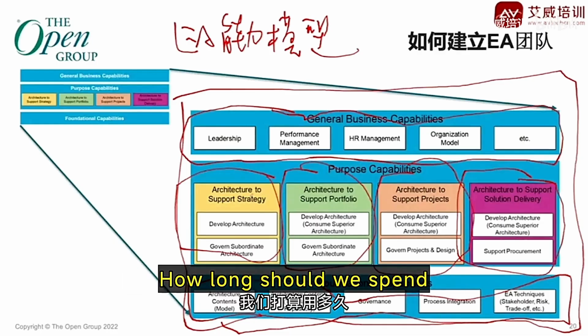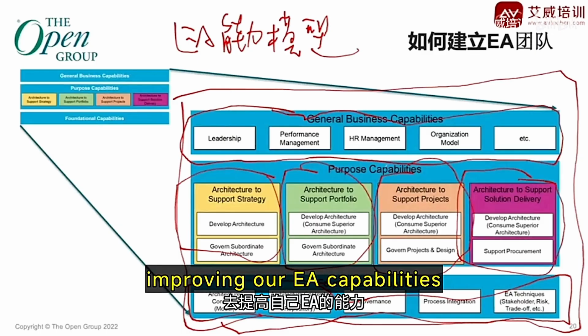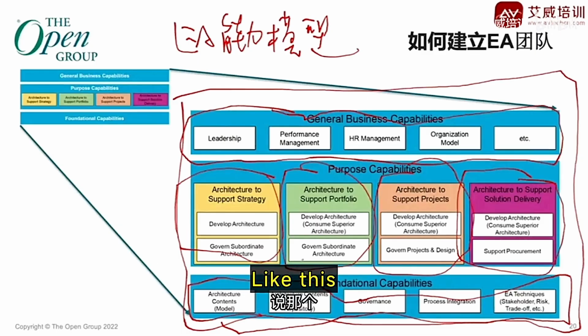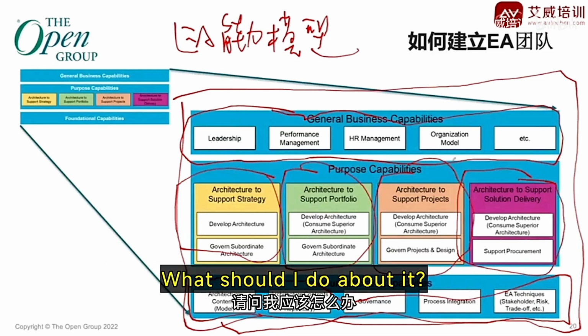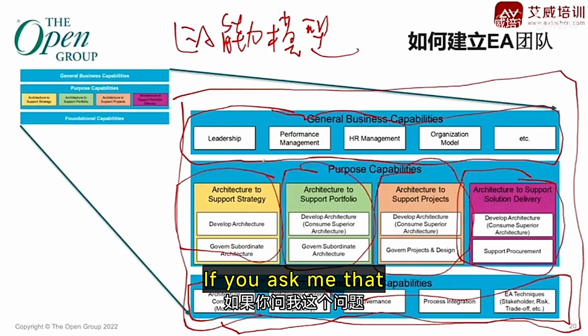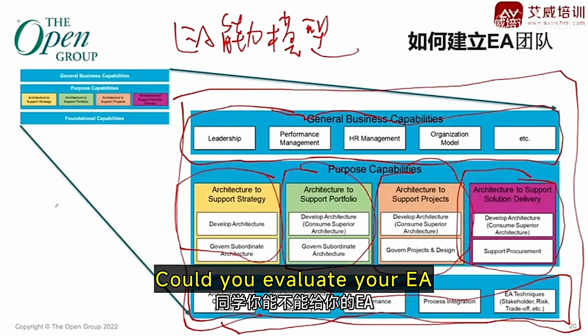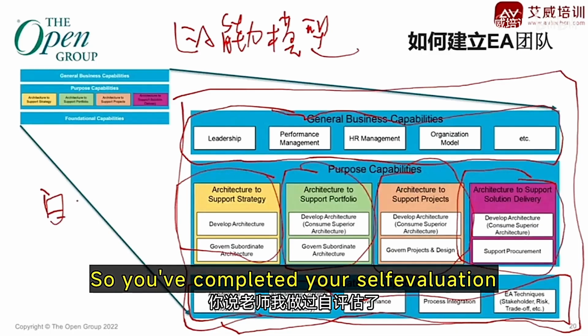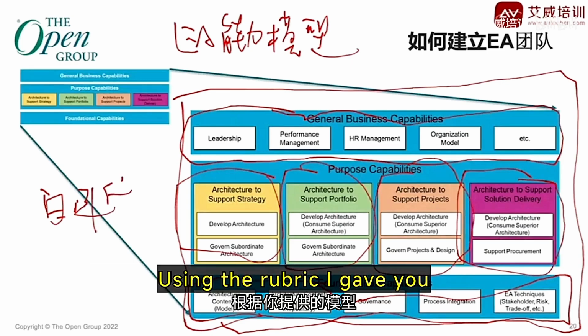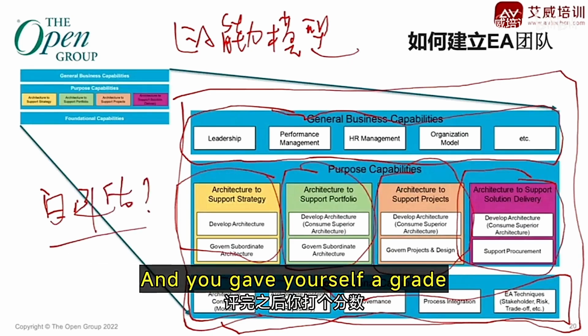How long should we spend improving our EA capabilities? Let me give you an example. Like this: Teacher, my company already has EA, but it's not very well implemented. What should I do about it? If you ask me that, I'd say, could you evaluate your EA with a self-assessment? So you completed your self-evaluation using the rubric I gave you, and you gave yourself a grade.